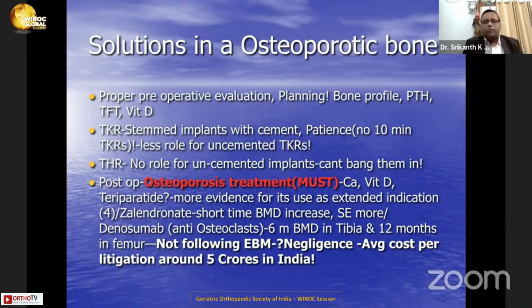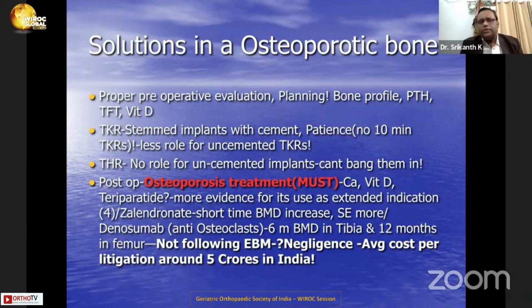Post-op, very, very important, I put in red, osteoporosis treatment is a must. We have to use calcium, vitamin D if there is deficiency. And there's increasing evidence to show the role of teriparatide in these patients. And also zoledronate, very cheap, but it increases BMD for a short time. But there is a significant risk of jaw necrosis and atypical fractures with that.